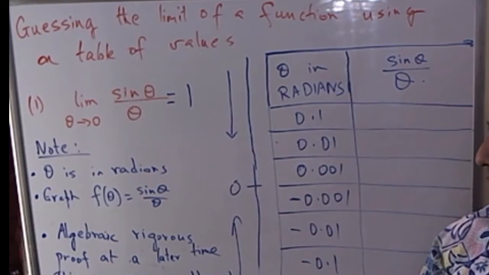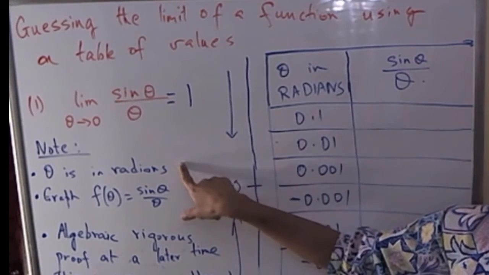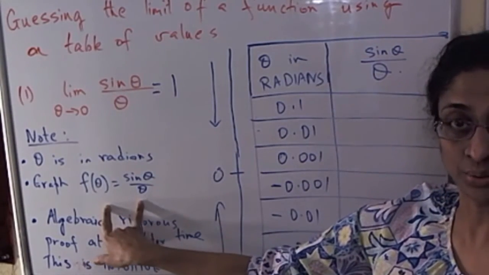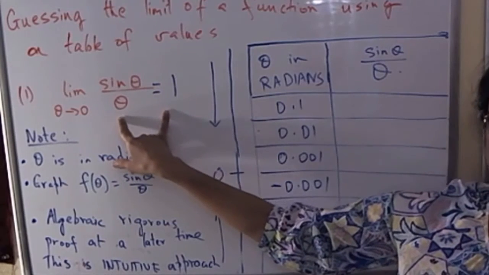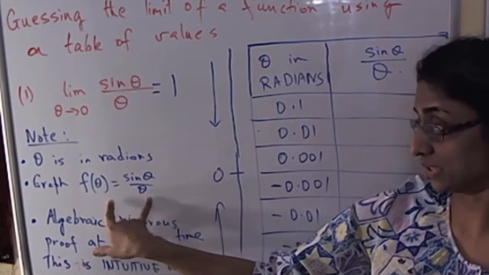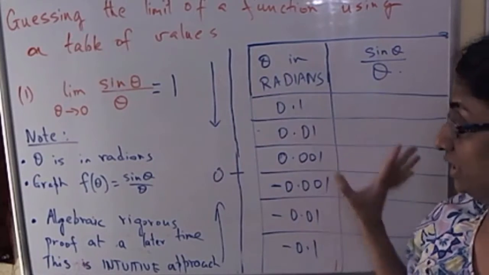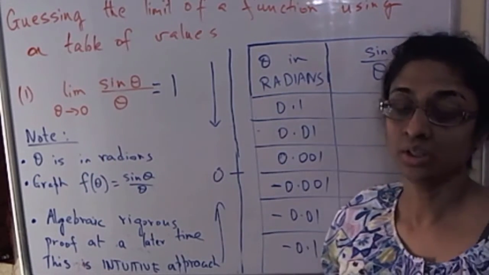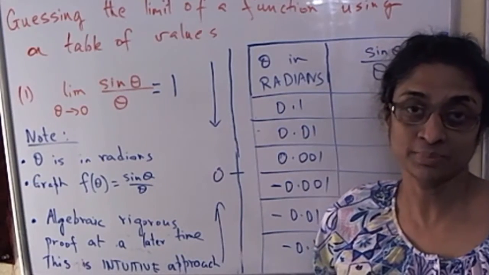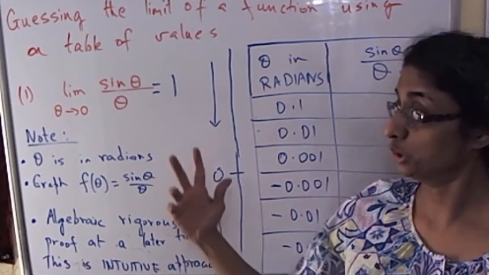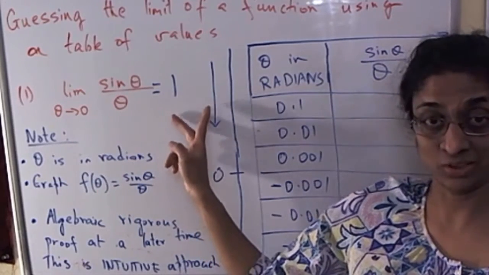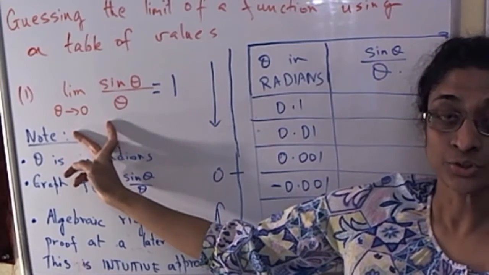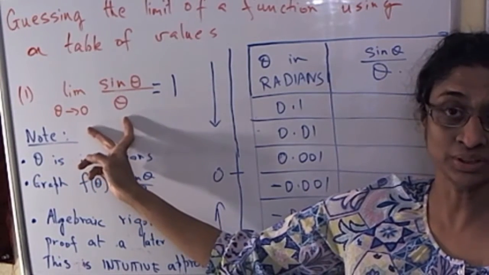So some things for you to remember. As I said before, theta is in radians, and also you might consider sketching this function and noting that the limit answer that you get is very consistent with the graph that you see. And remember, this is only an intuitive way of figuring out limits. At a later point, we can use some algebraic and rigorous methods to once again prove that this limit is exactly equal to 1. This is an important limit that shows up in calculus, so make yourself familiar with it.